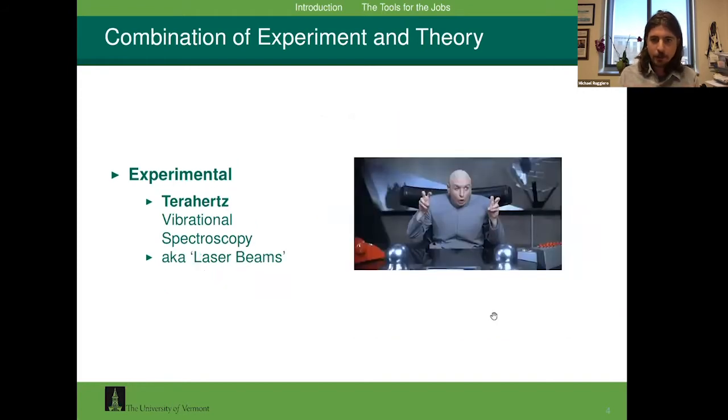And for anyone, I find when I'm showing this now to incoming graduate students, they don't laugh at this anymore. So I feel like I'm getting old, but you know, we're using laser beams, Dr. Evil.